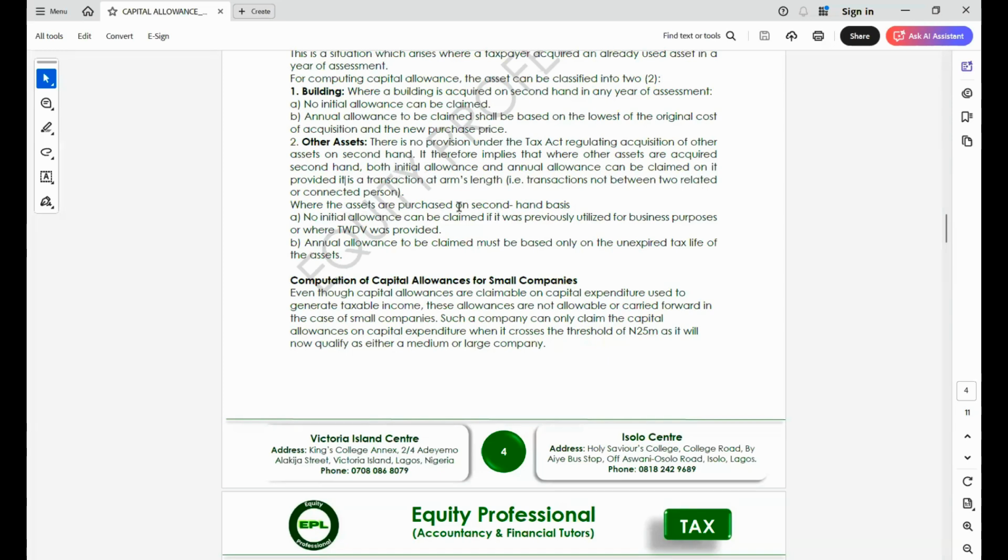Then where assets are purchased on a second-hand basis, no initial allowance can be claimed if it was previously utilized for business purposes. So this is what I just explained. Annual allowance to be claimed must be based only on the expired tax life of the asset. So where they tell you that it is acquired from a business entity, you are going to claim only annual allowance on the remaining useful life of the asset. So this one has now answered the question that that person asked me earlier, about what happens to assets that are acquired on a second-hand basis.